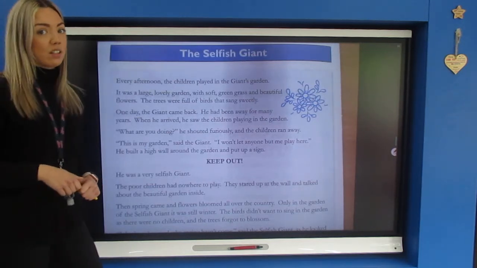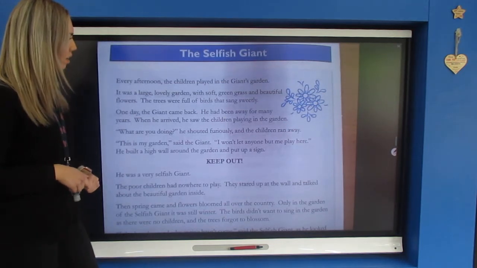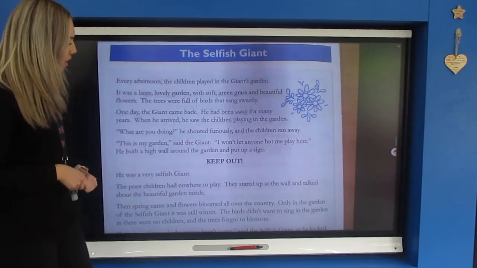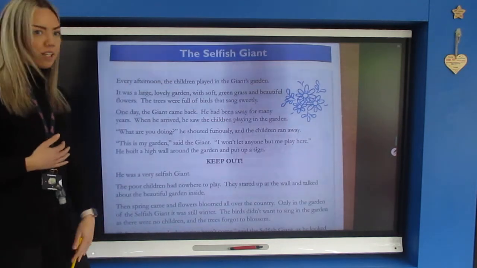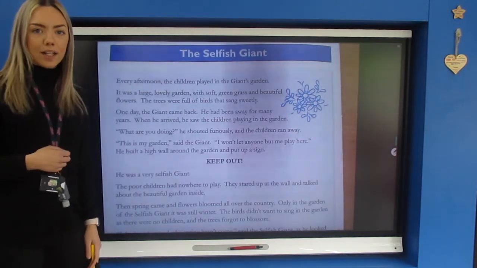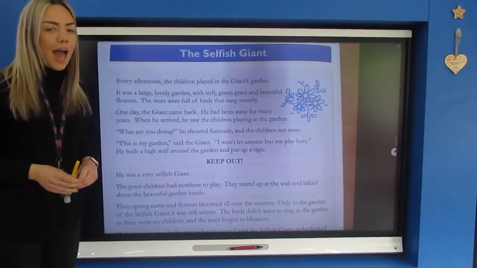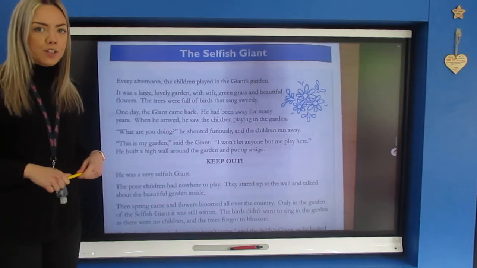He does not sound very nice, does he? What a shame that he is being selfish and not letting the children play. Now I already want to carry on reading because I want to know what happens next. But before we do, we're going to have a look now and see if we can spot any describing words.